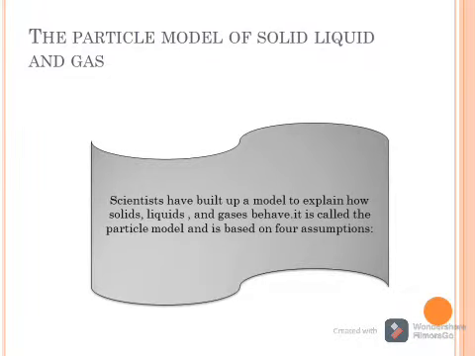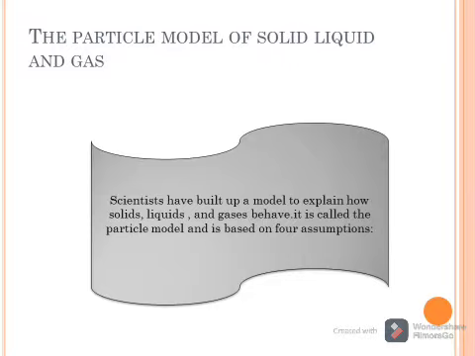In this chapter, we are going to review what we know about solids, liquids and gases. We are going to learn about a scientific model that can be used to describe how the particles in all three states behave. This model is called the particle model of matter, and it will help us to understand much more about the properties of solids, liquids and gases.